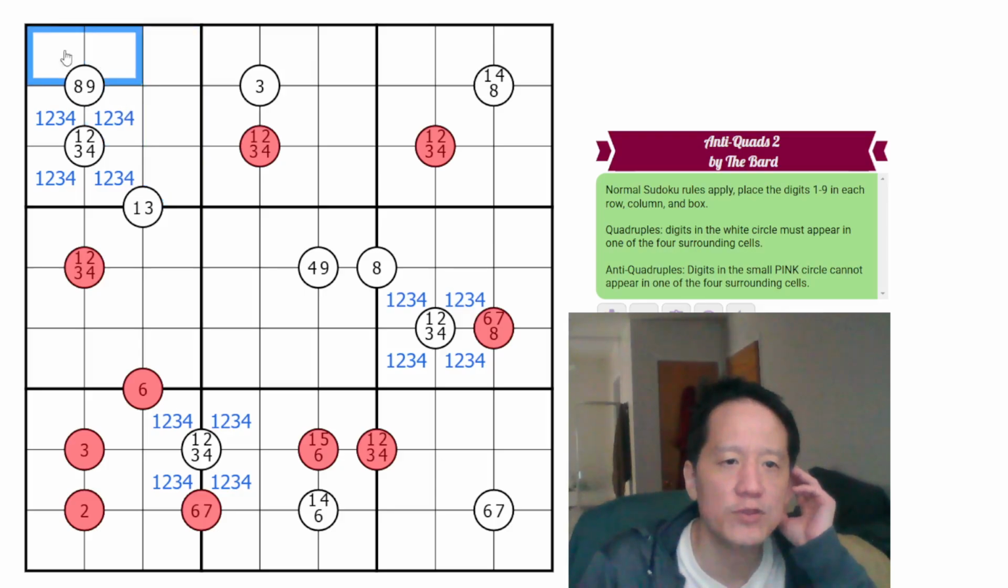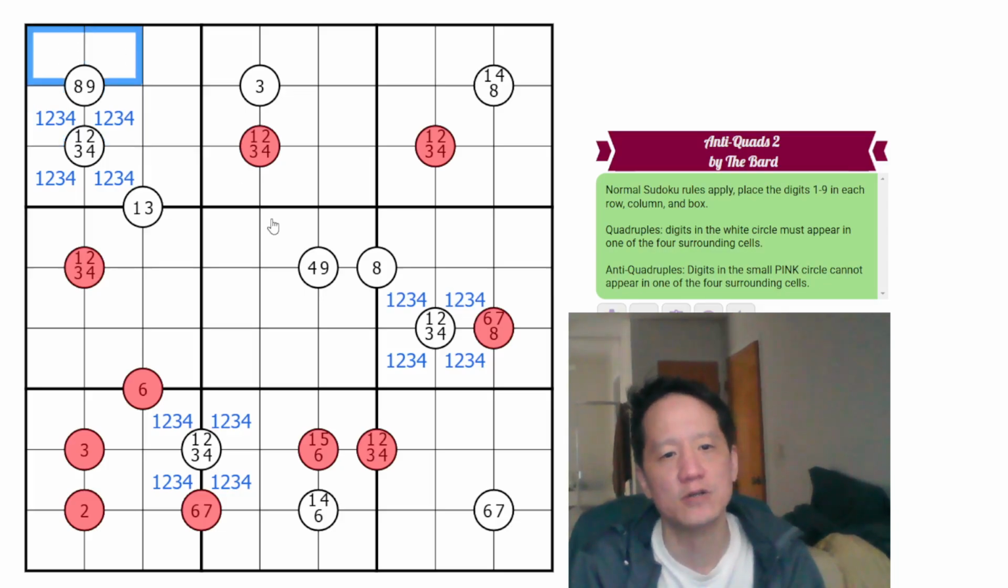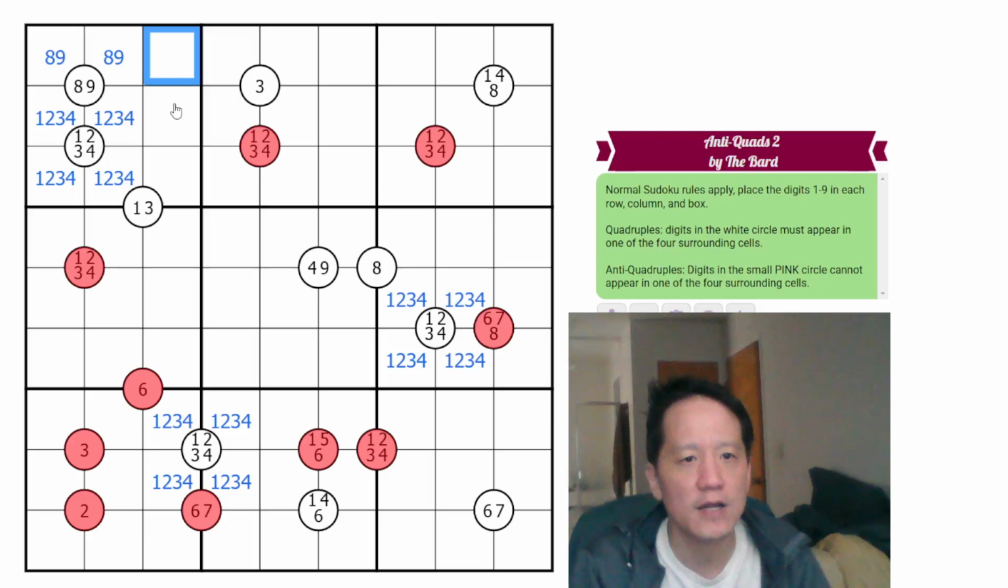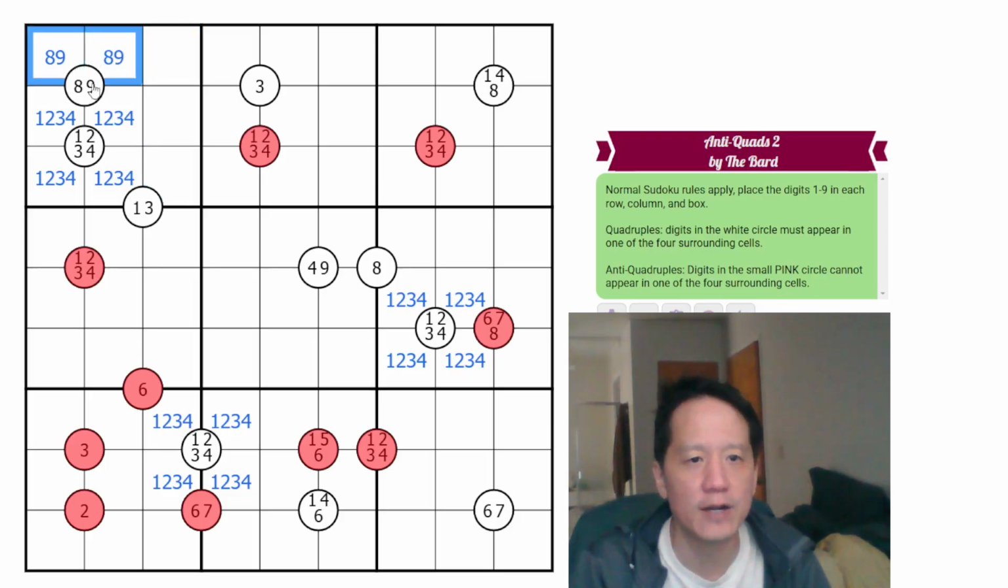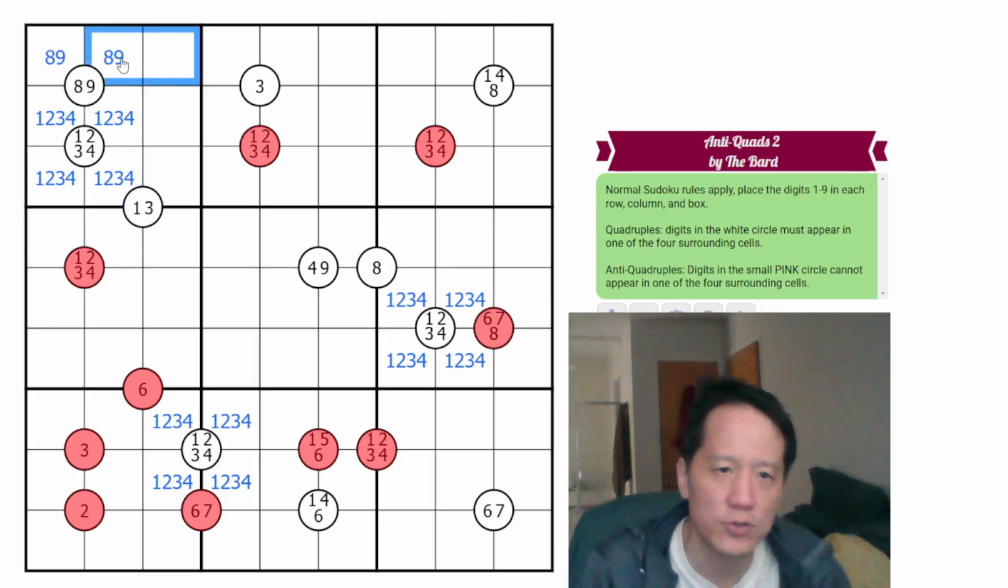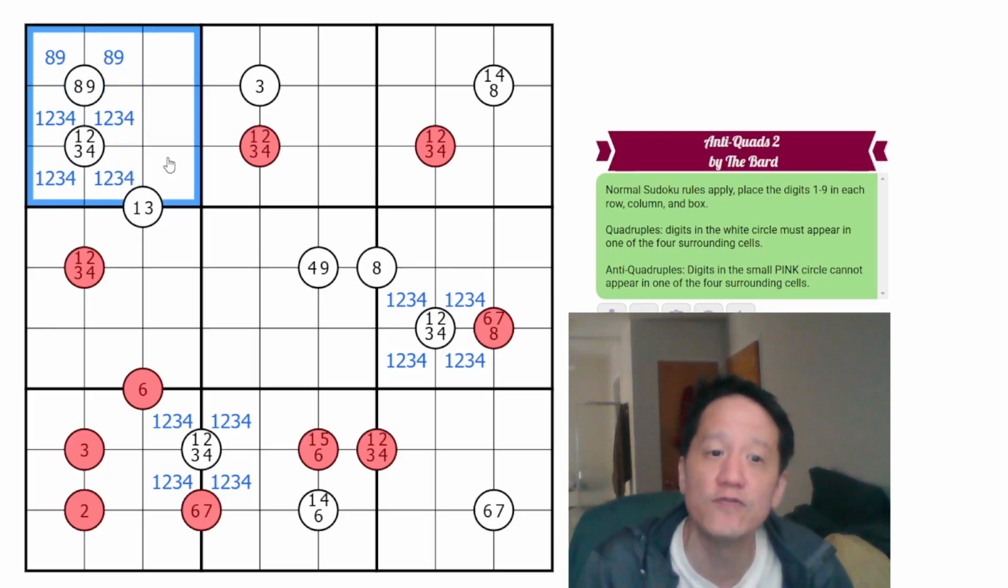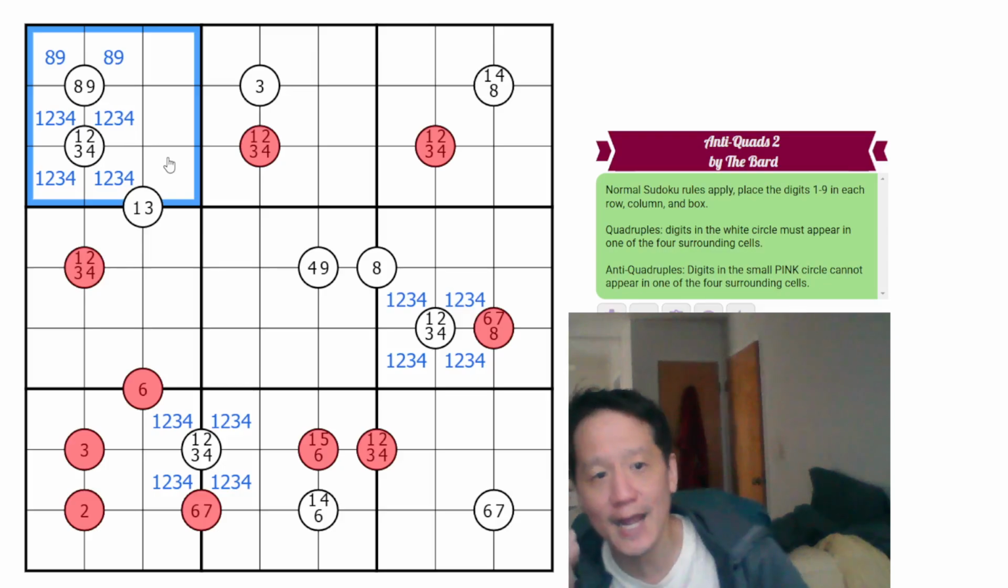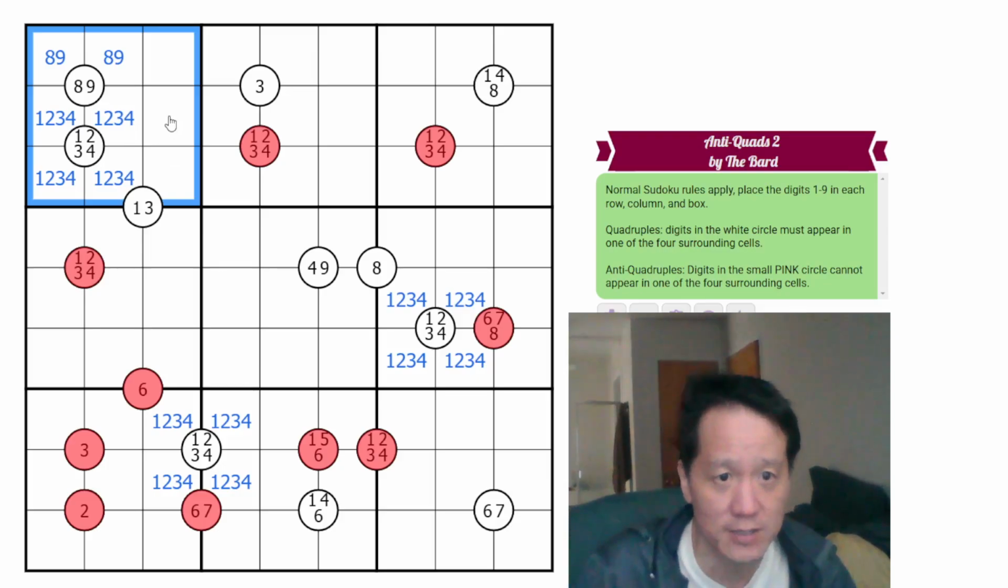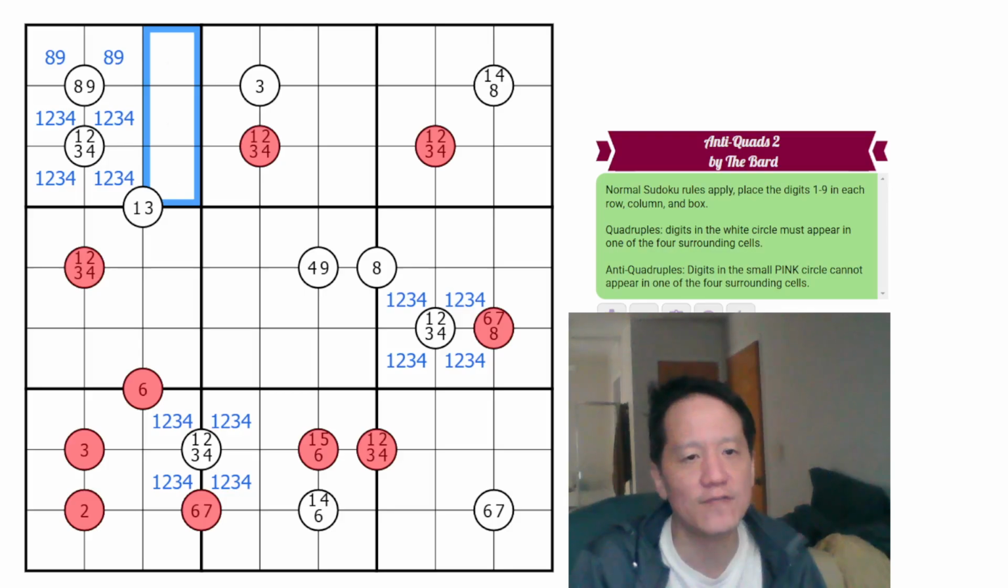We also know this quadruple rule says that an 8 and a 9 have to appear in the 4 cells surrounding it. Well, these can't be 8 or 9, so where is the 8 and 9? It has to be here. So this is 8 and 9 here. And now we have an 8-9 pair and a 1, 2, 3, 4 quadruple in this box, which eliminates 1, 2, 3, 4 from the rest of the box, and 8 and 9 from the rest of the box. So these can only now be 5, 6, and 7.